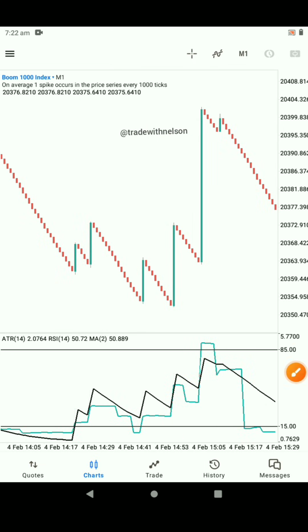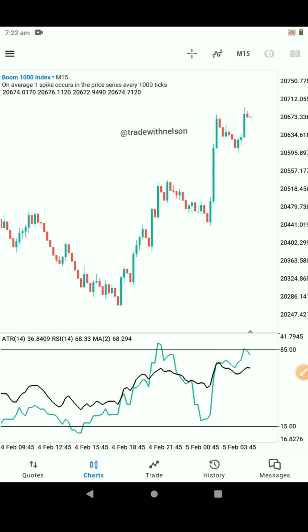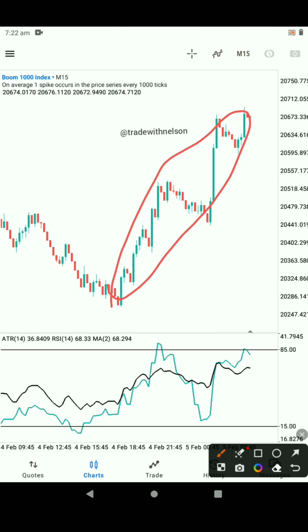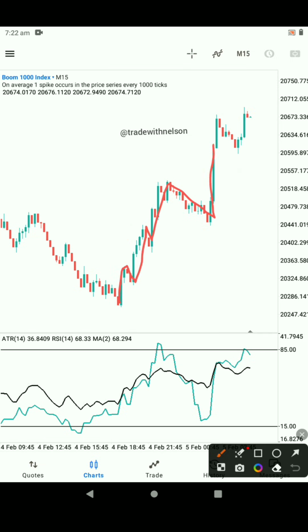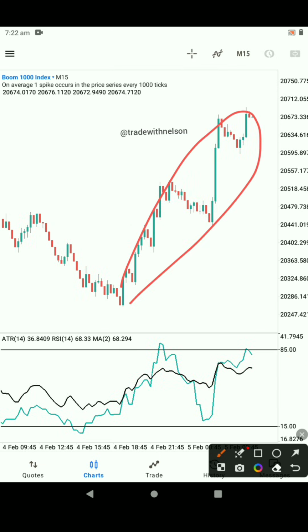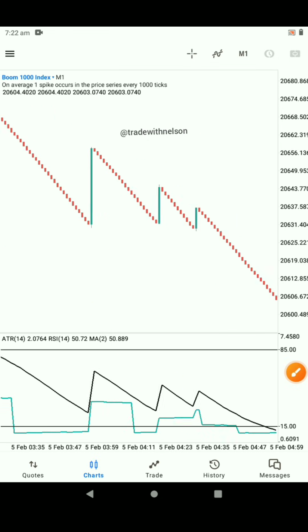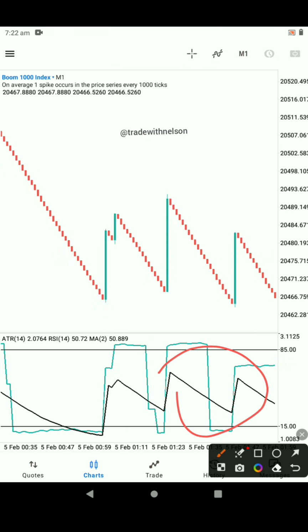So the first thing you want to do is go to your 15 minutes time frame. You want to look for what the current market condition is. You can see the market is going up, high, low, high, low, high, low, high, low, high. The market has been in an uptrend. In this market condition, you are buying. So you go to your 1 minute time frame, you look for what I'm about to tell you, and then you buy.